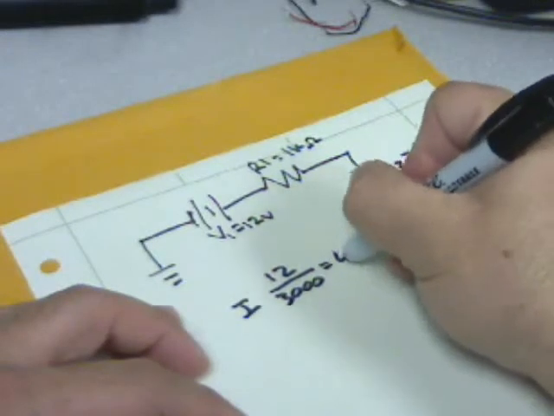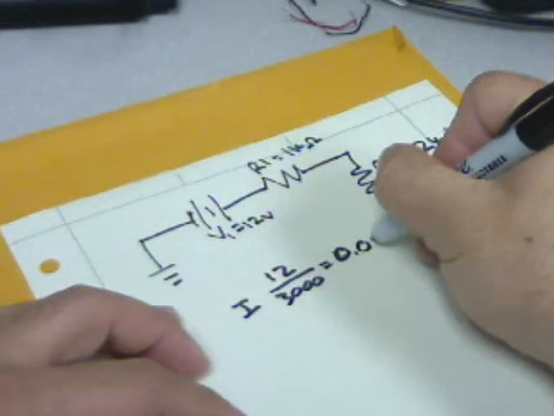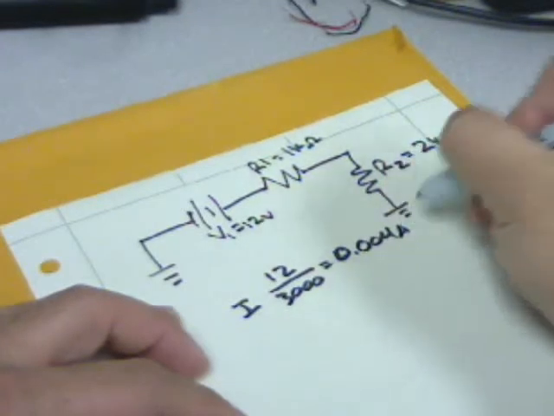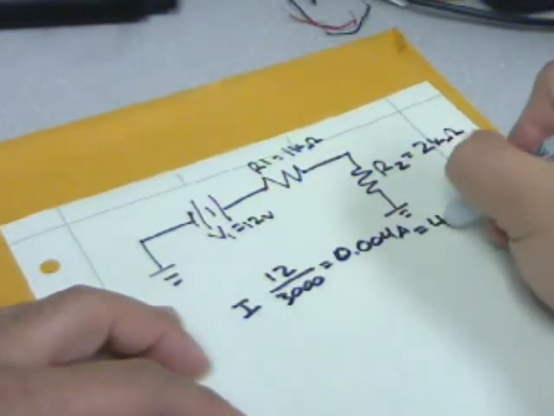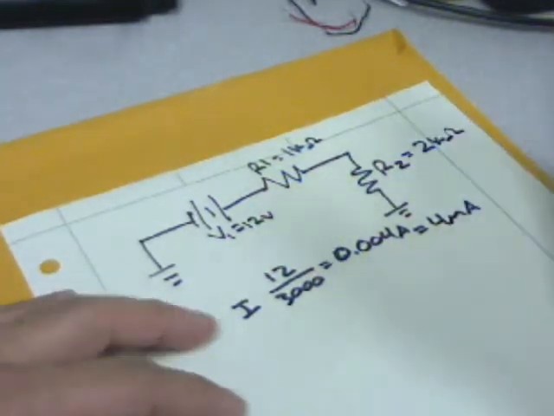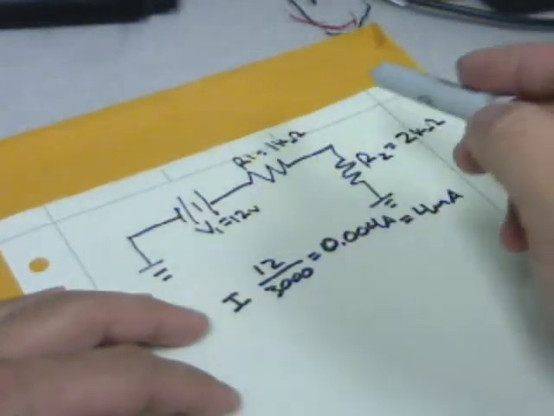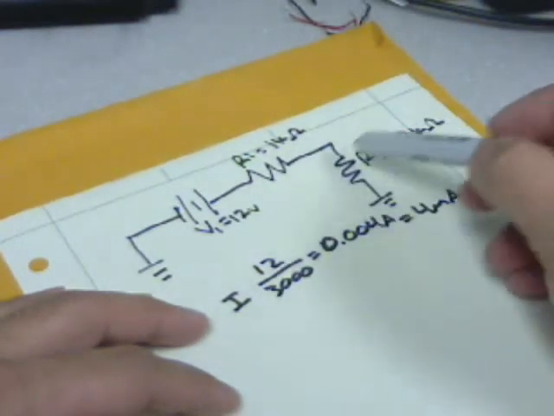So I, for this circuit, is just 12 divided by 3,000, and that equals 0.004 amps. That's 4 milliamps. Okay? Now we can find out what the voltage drop across each resistor is.